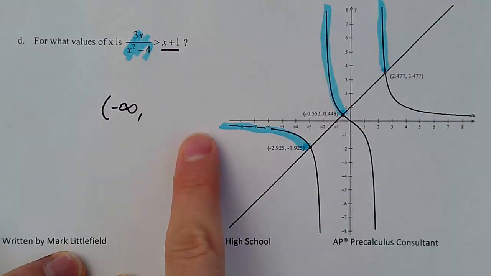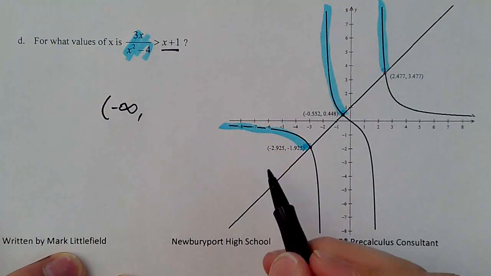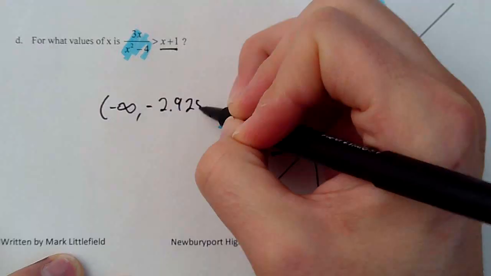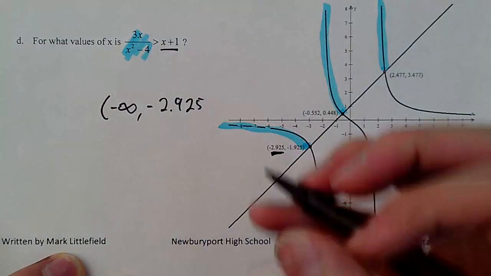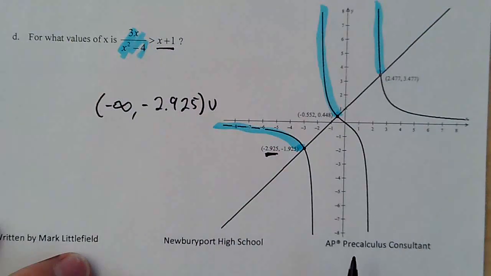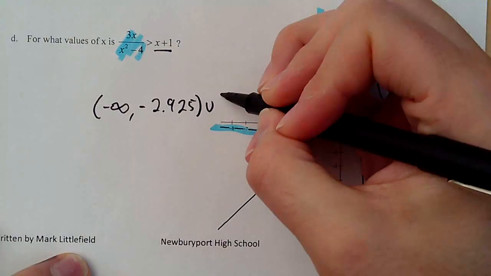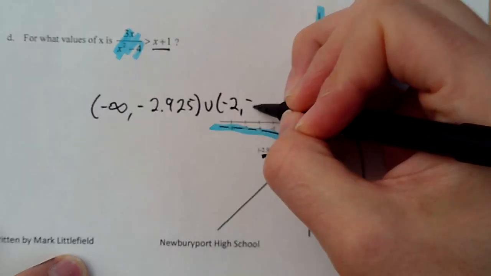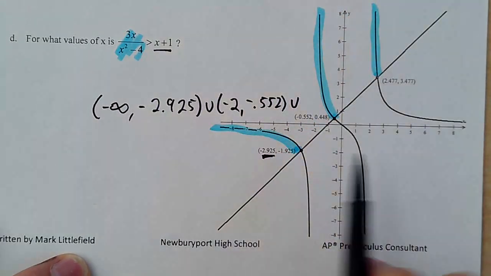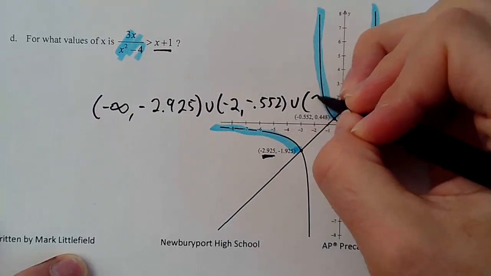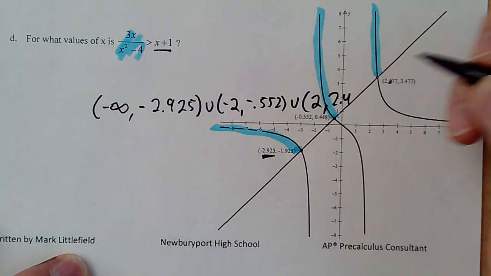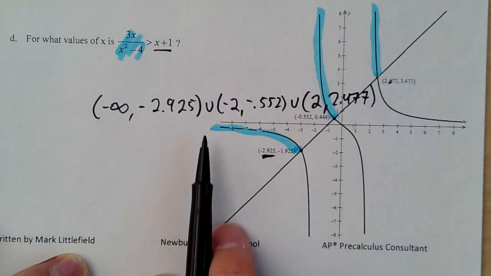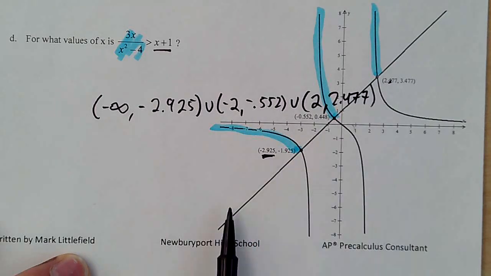So first one, we start at -infinity up until that point right there. This is the x value where this switches. So I'll say -2.925. Notice it's just greater than, not greater than or equal to, so I don't need brackets. Okay, and then we are above, starting after our asymptote, up until -0.552. And finally, I didn't plan this well, we're going from 2 up until this point, 2.477. So just using those points that are given to me to define the boundaries of those intervals where we're above that line.